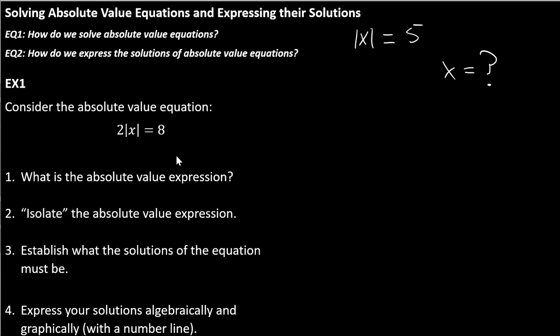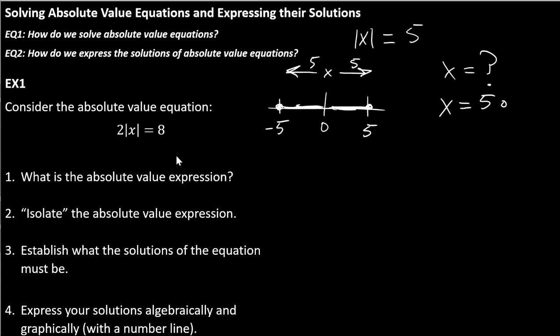Well, if the absolute value of x is 5, that means that x is either 5 away from 0 to the right, meaning positive 5, or 5 away from 0 to the left, meaning negative 5. Either way, we have a distance of 5. So that means x is 5 or it's negative 5. And we know that to be the case.